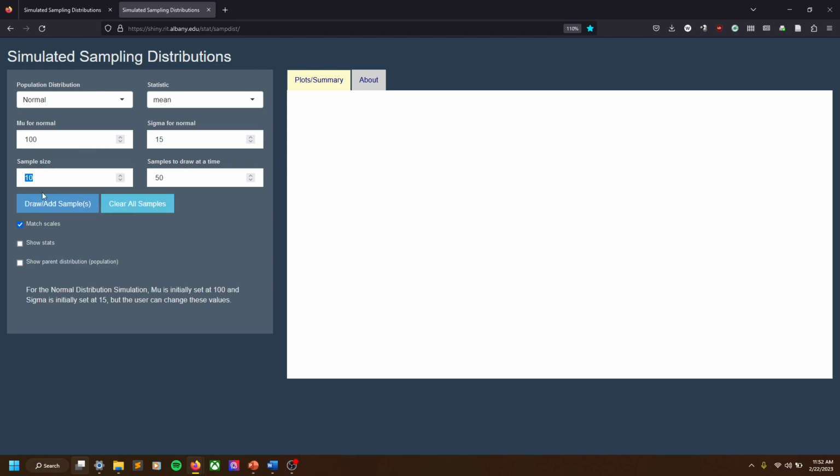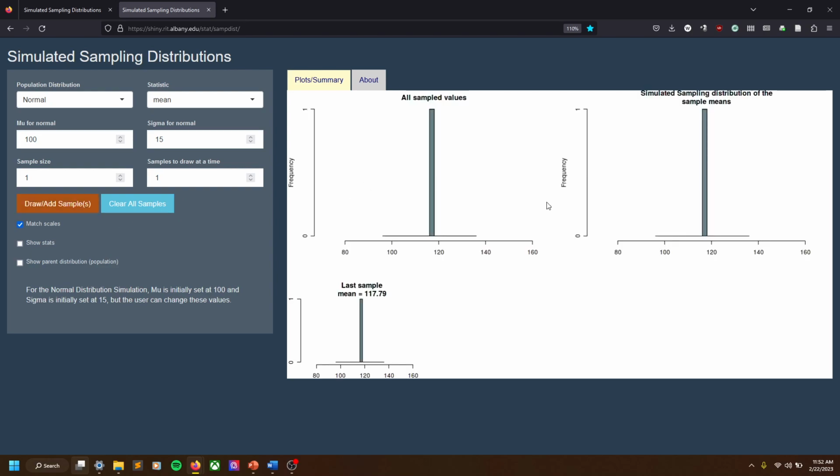And so if we do just 1 and 1, right, so now we can see that our scale here, our x-axis, is hovering around 100, and that's because that's our sample mean and sample standard deviation, right? So here the sample mean was 117.8.